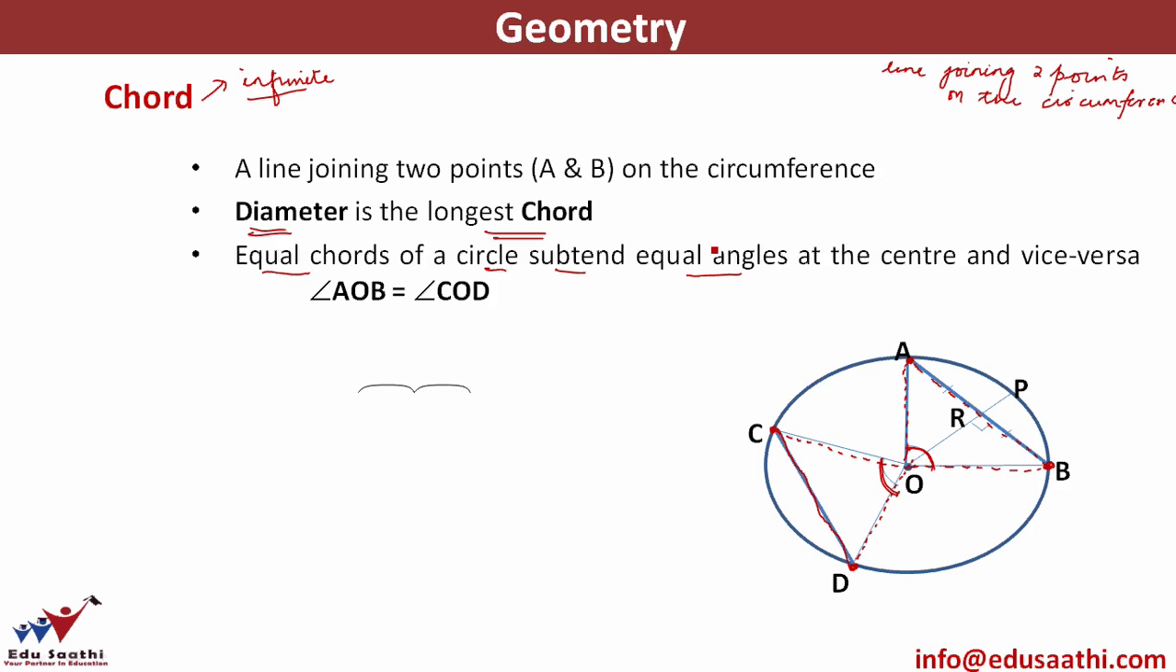So if 2 chords are of equal length, they will subtend equal angles at the center. So angle AOB and angle COD will turn out to be equal. In order to prove that, I can look at those 2 triangles and prove them to be congruent. How? I've already said that the chords are of equal length, so one side is the same. What is this side? The radius. What is this side? The radius. So the 2 triangles become congruent with the SSS rule.